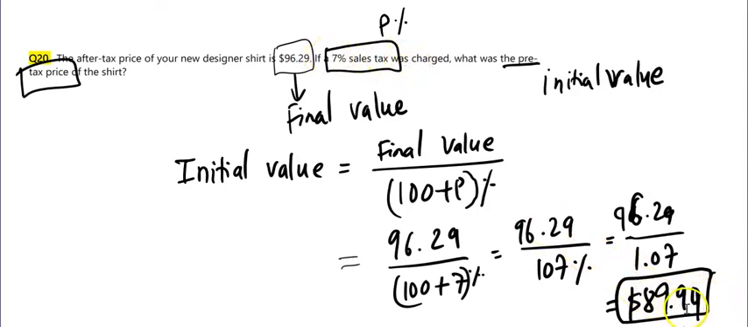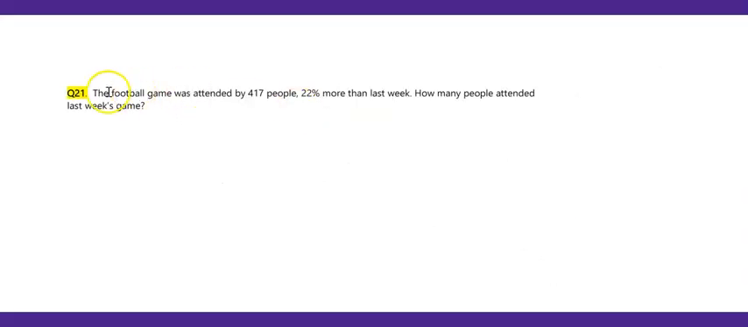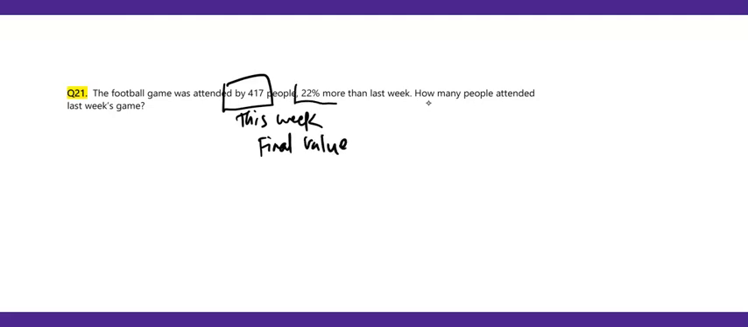Then after the 7% sales tax, the football game was attended by 417 people, 22% more than last week. So this is this week's attendance. This is a new value, I should say final value, which is 22% more than last week. So last week's value is going to be the initial value.